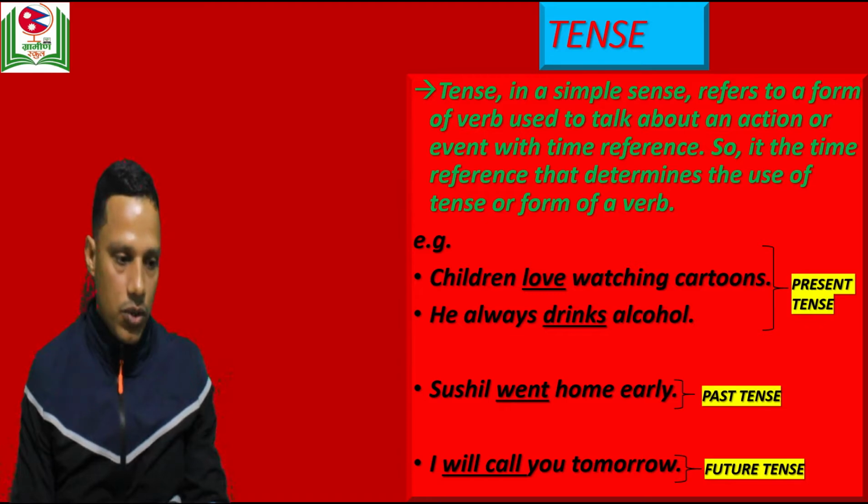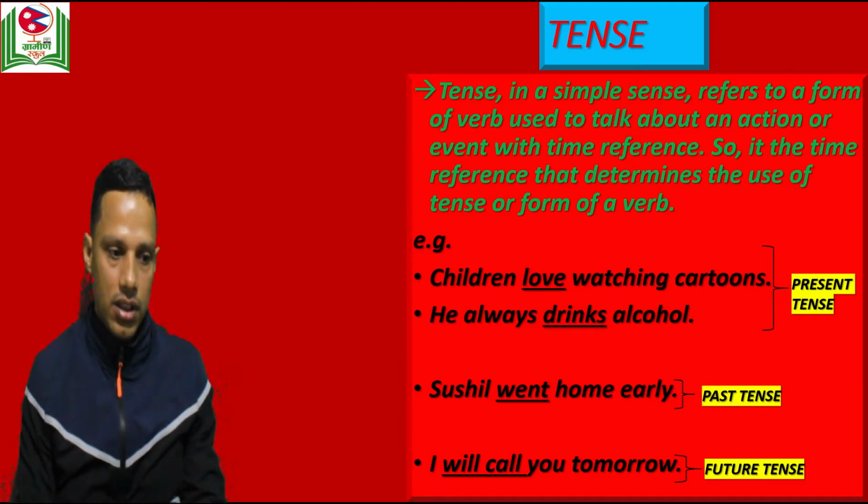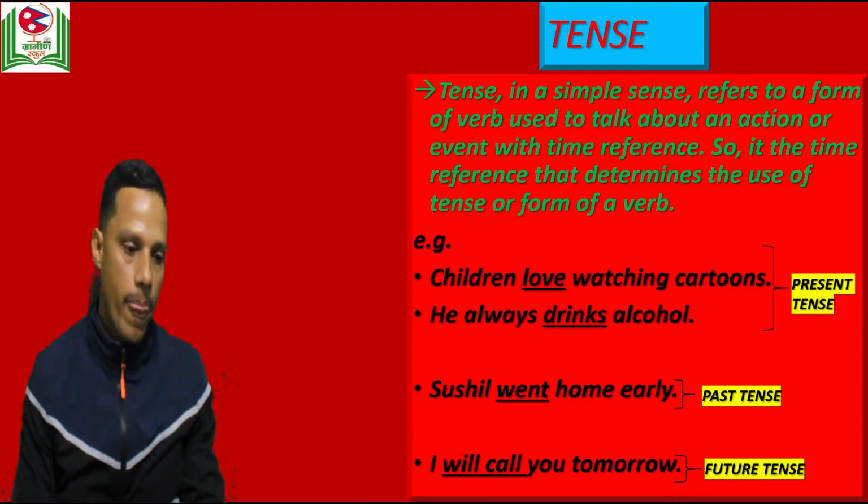Now let's move to the next sentence. We have Susil went home early. This sentence indicates past tense. So what indicates this sentence as past tense? It is the verb that indicates the tense. So you can see there the verb went. It is the past tense form of the verb go.